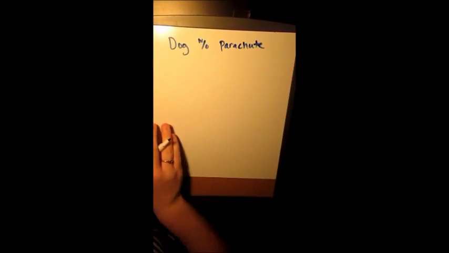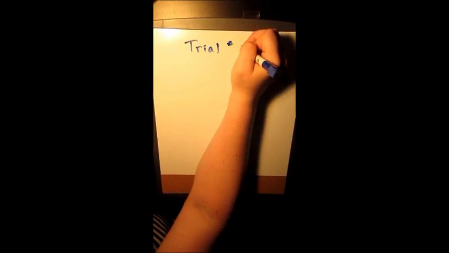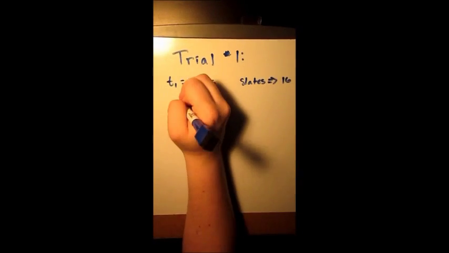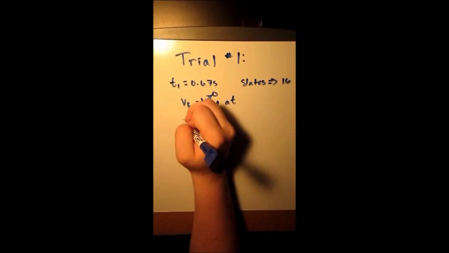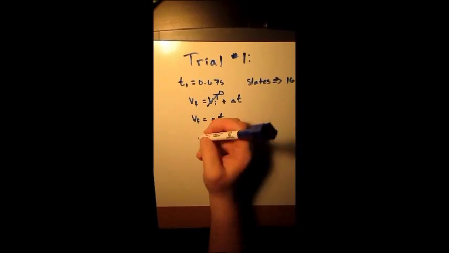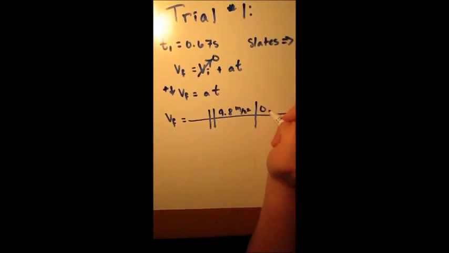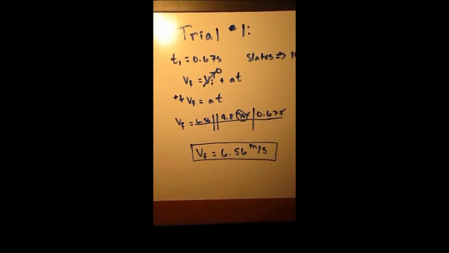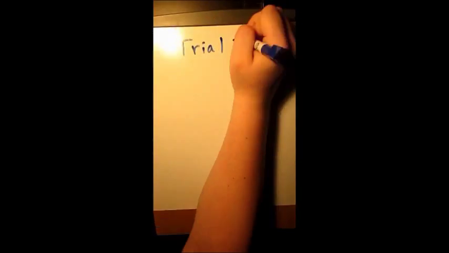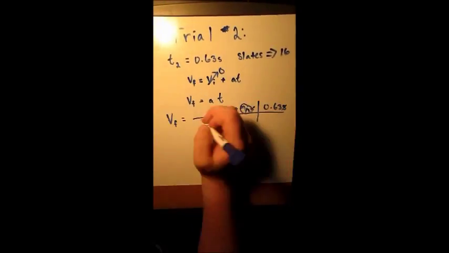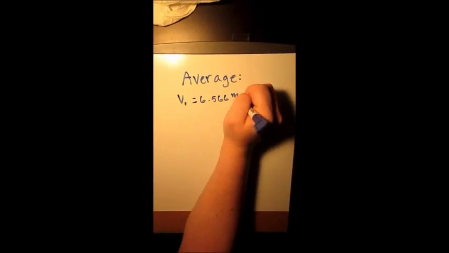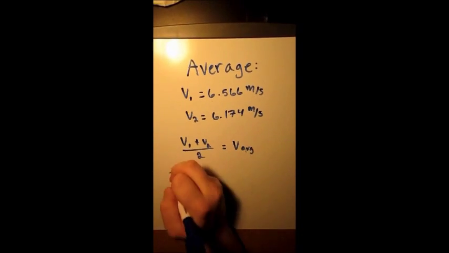For our calculations, we started with the dog without the parachute, calculating its final velocity. We started with trial 1. Using the equation velocity final equals velocity initial plus AT and zeroing out the initial velocity since it's 0, we found the ending velocity, and we found that to be approximately 6.56 meters per second. Then we performed trial 2, and we found that velocity to be 6.174 meters per second. Finally, we found our average of the velocities to be 6.37 meters per second.